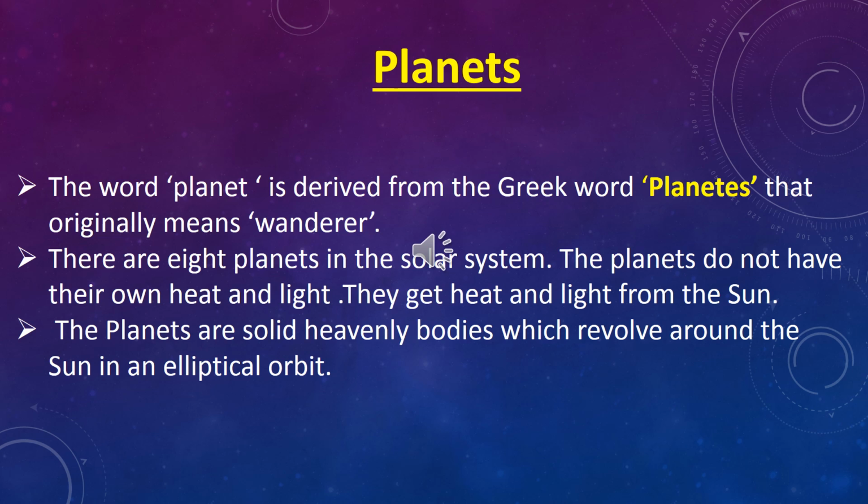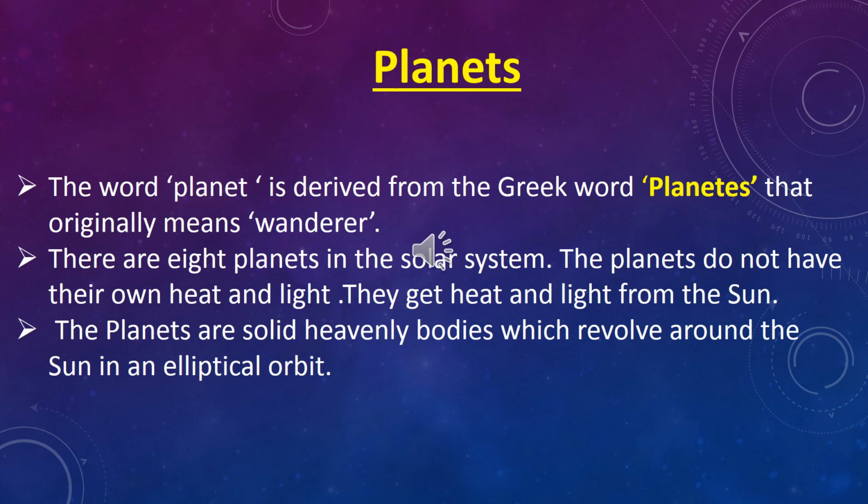The planets are solid heavenly bodies which revolve around the Sun in an elliptical orbit. The planets, except Venus and Uranus, move around the Sun from west to east, while Venus and Uranus move from east to west. There are 8 planets in the solar system. The planets do not have their own heat and light. They get heat and light from the Sun, which means only the Sun has its own heat and light. All other planets borrow it from the Sun.